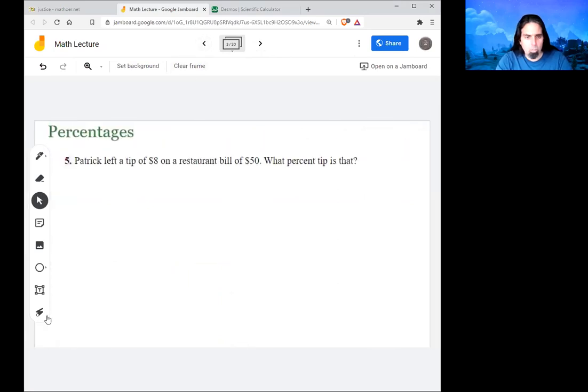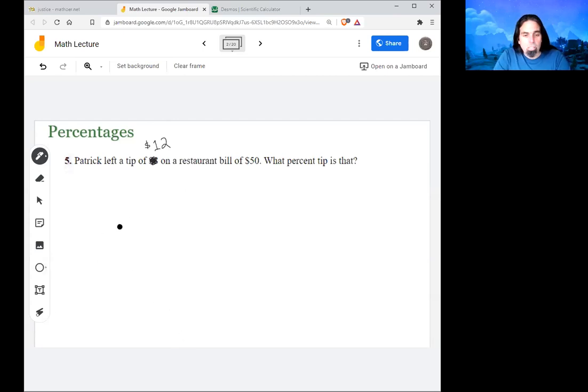Okay, I'm going to change the numbers on these since I don't have things drawn already. Let's do, instead of an $8 tip, a $12 tip. Patrick is a big tipper today for some reason. Okay.